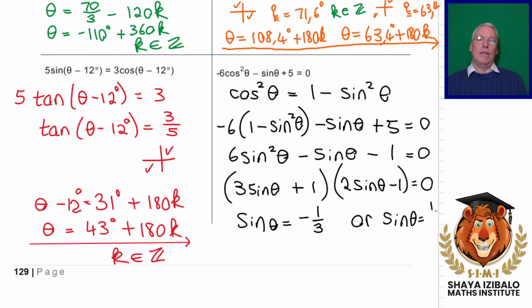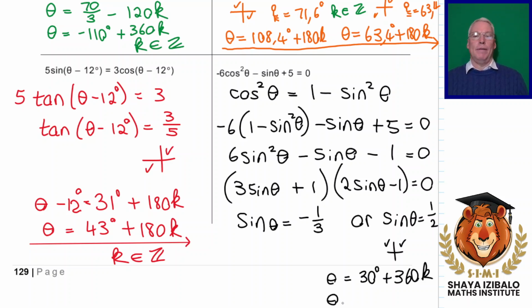Okay, this one's very straightforward because 1/2 is a key angle, a special angle rather. It's 30 degrees. And so our answers here are going to be that theta is 30 degrees plus 360k. And the one in the second quadrant is 180 minus 30, which is 150 degrees plus 360k.